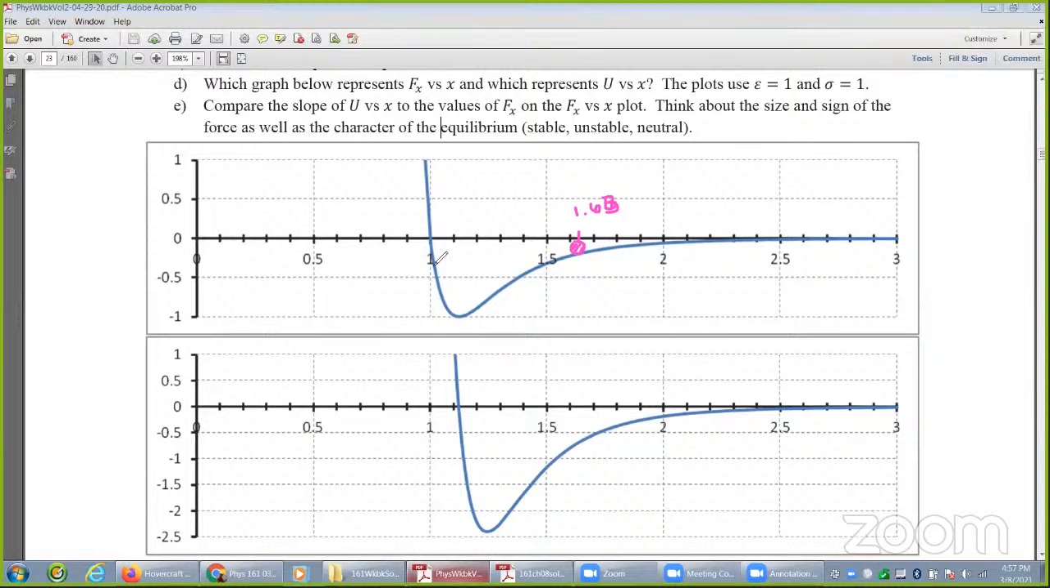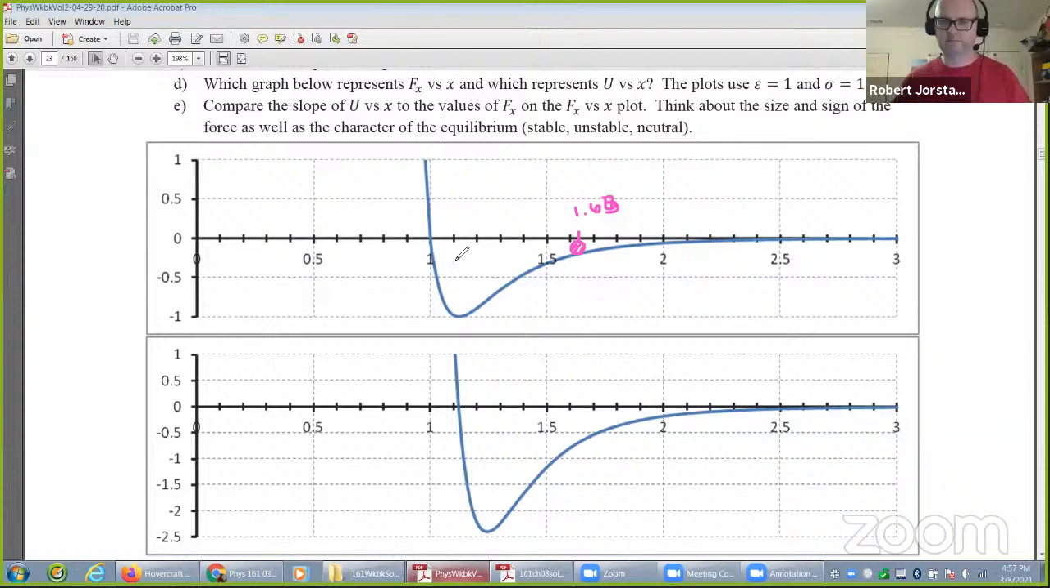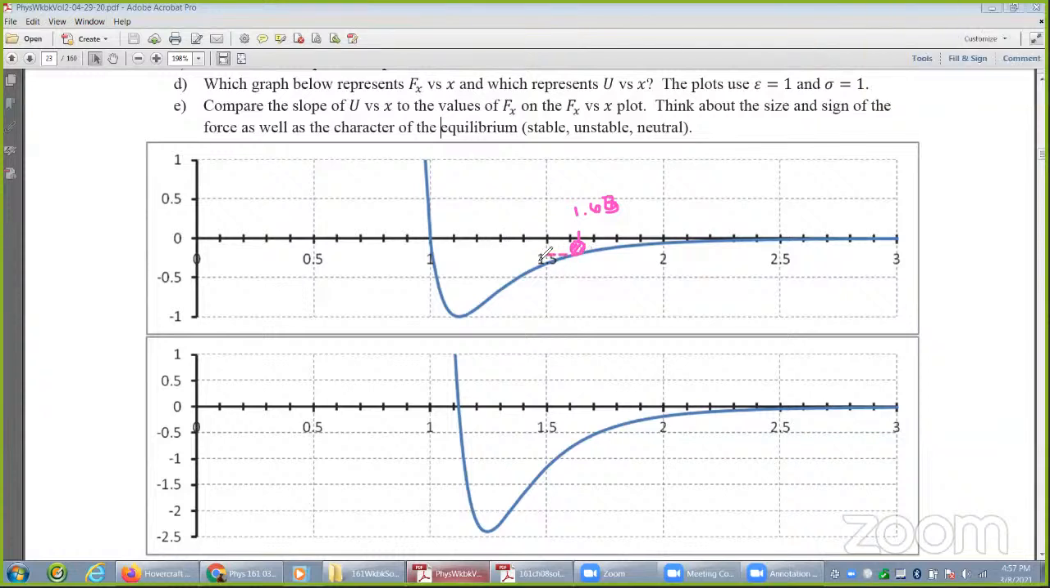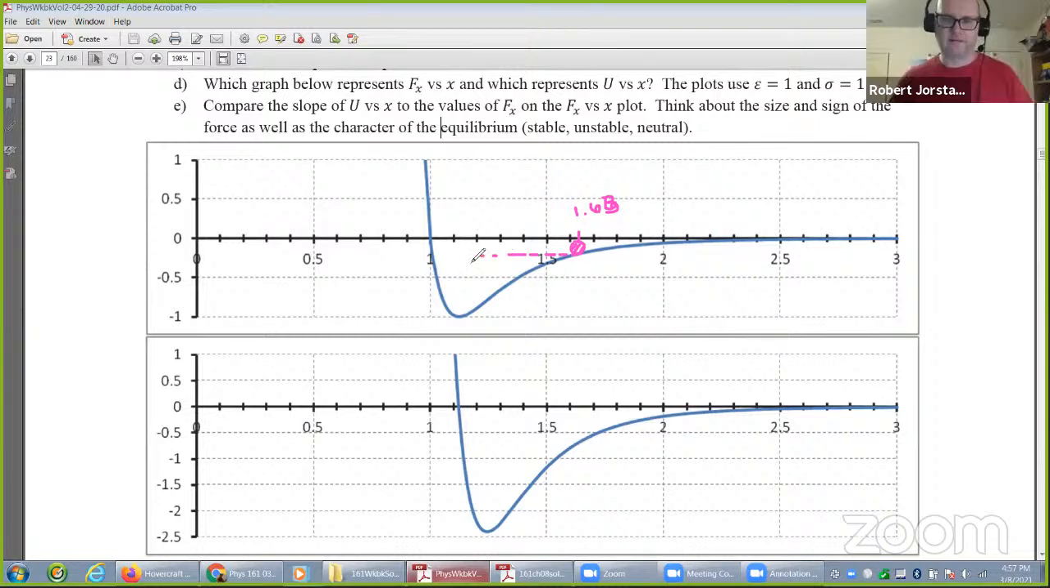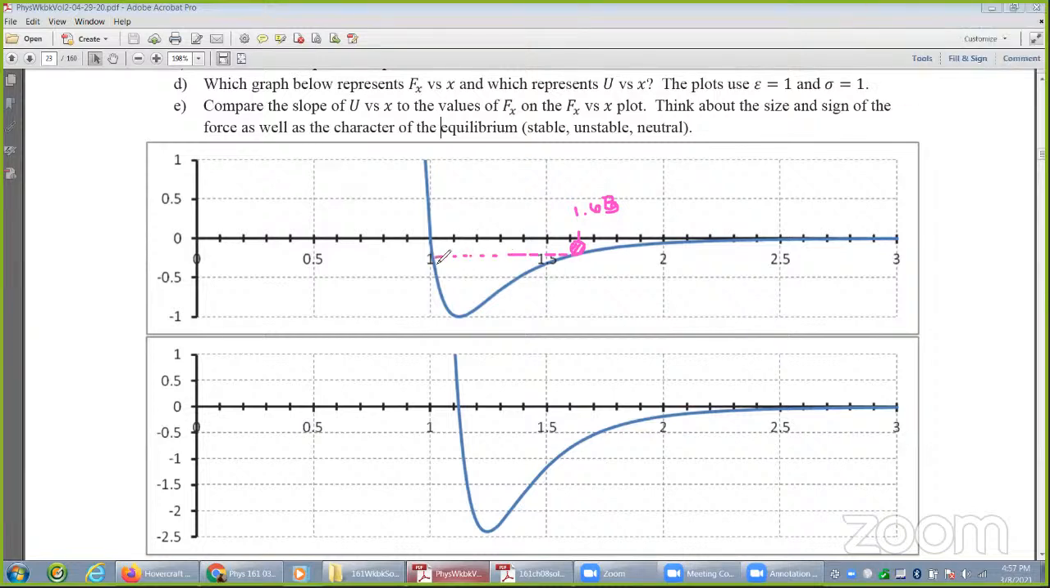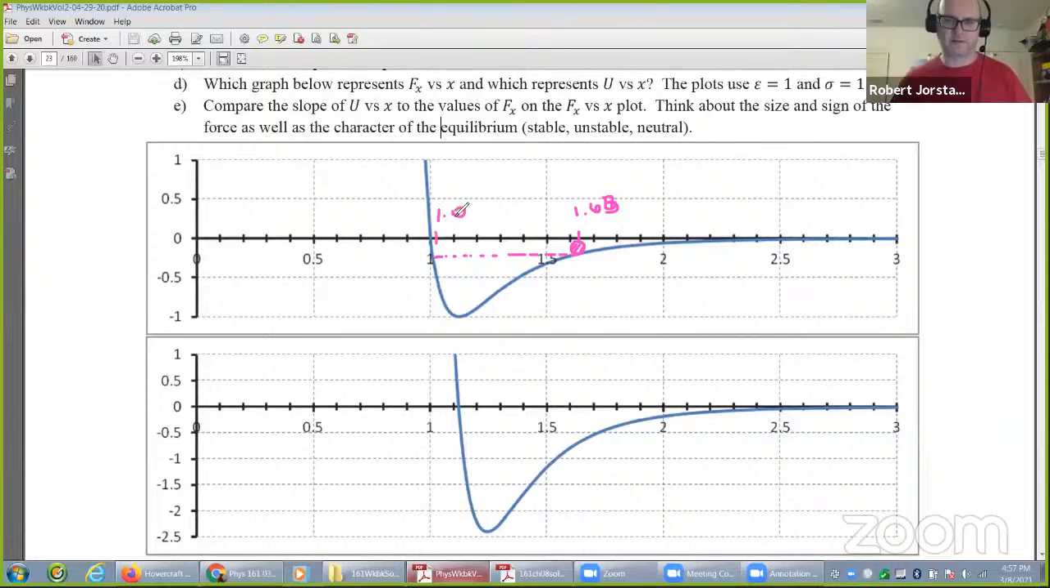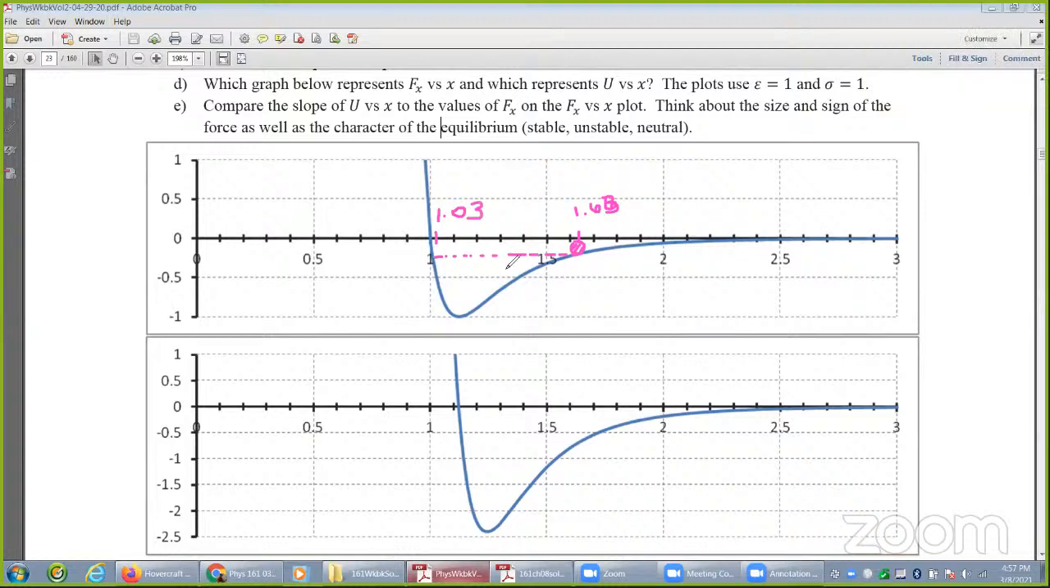Negative 0.3-ish. Nope. Would it be the same height on the other side? The same height on the other side. Right about here. So it looks like it would be about 1.03. Does that make sense? I was looking at the wrong axis, but yeah.